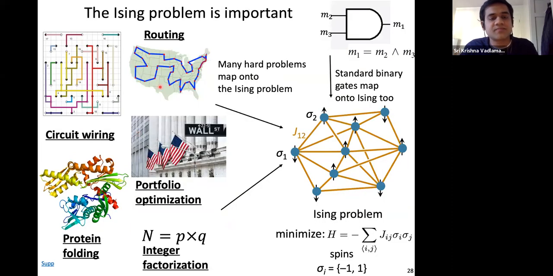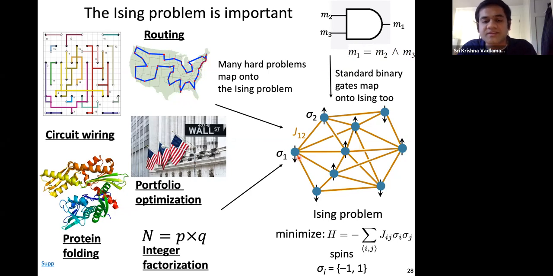It turns out that many of the difficult problems that people have today, the NP-hard problems in CS, all map onto basically the Ising problem. The Ising problem is a nice physics problem, and all the difficult circuit wiring and IEOR types of problems map onto the Ising problem. And we can also map gate operations, the OR gate, and the functioning of these gates, all that sort of behavior, onto the Ising problem.